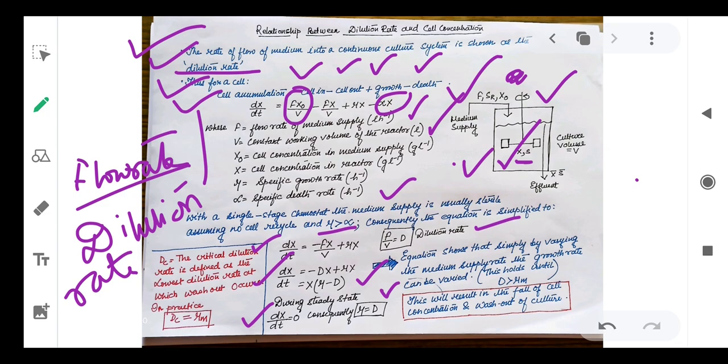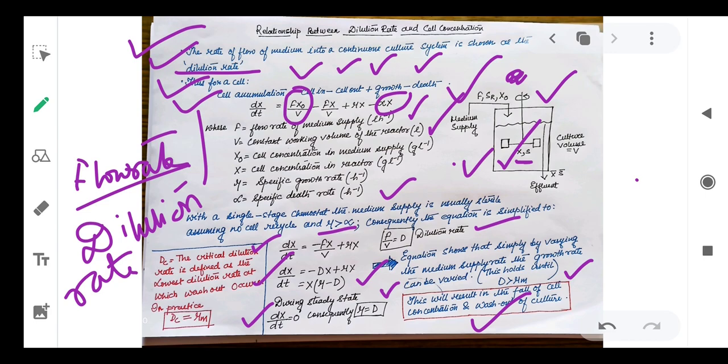This will be correct until the dilution rate is greater than your maximum growth rate. This will result in the fall of cell concentration and washout of the culture. So you understand that if your dilution rate becomes more than your maximum growth rate, it will result in excessive washout of the cells from the vessel. So that is what they are saying, right?